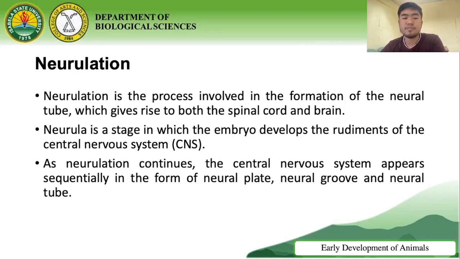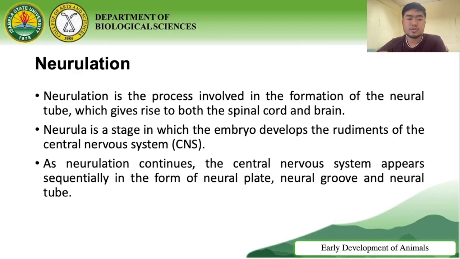Okay? And as neurulation continues, the central nervous system appears sequentially in the form of neural plate, neural groove, and neural tube. Okay? So, we will explain more of this sa may laboratory part na lang din natin para makita natin yung different areas ng rudiments ng central nervous system, with the neural plate, neural groove, and the neural tube, kung paano nangyayari na bubuo ang ating central nervous system during neurulation.